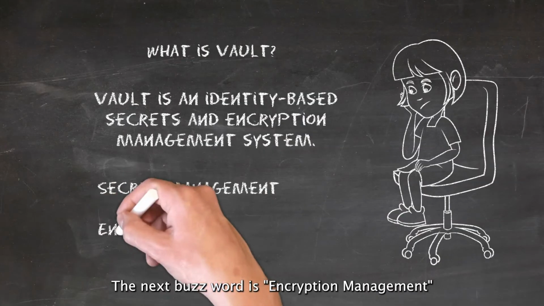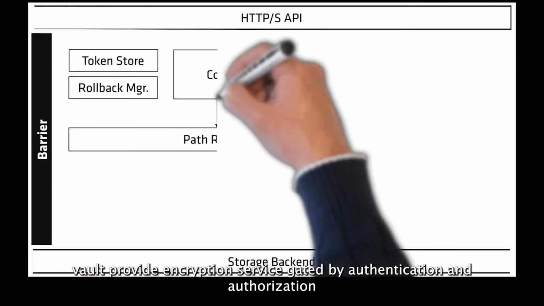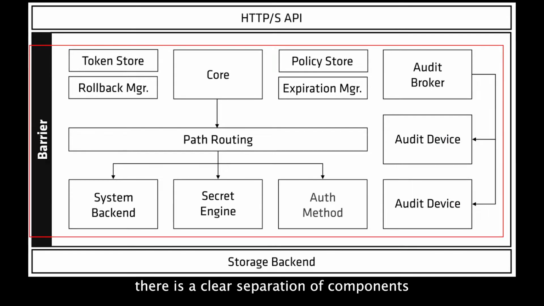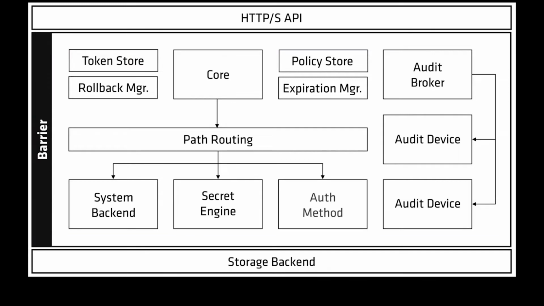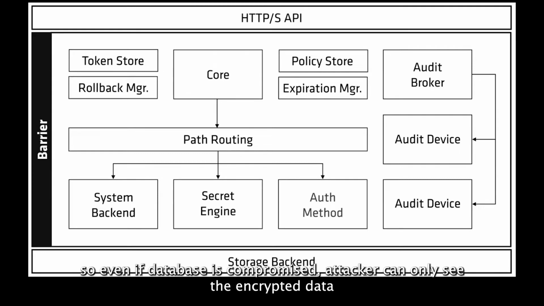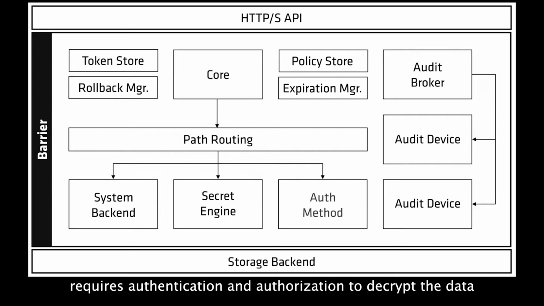The next buzzword is encryption management. Vault provides encryption service gated by authentication and authorization. If you look at the architecture diagram of Vault, there is a clear separation of components that are inside or outside of the security barrier. The storage component, which is outside of the barrier, is untrusted and only serves the purpose of storing encrypted data. So even if the database is compromised, an attacker can only see the encrypted data. Anything inside the barrier requires authentication and authorization to decrypt the data.